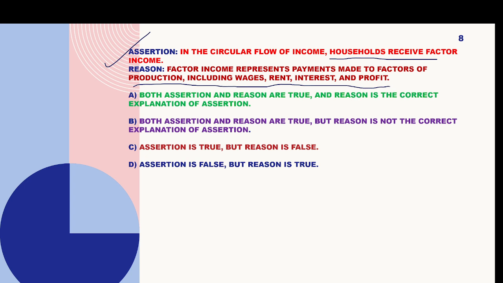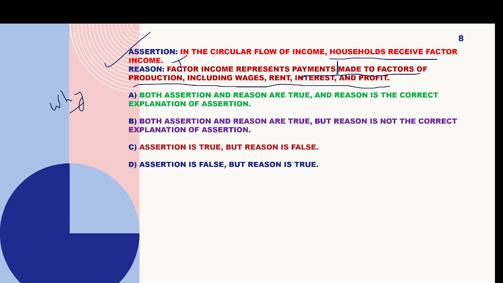The answer is that in the circular flow of income, households receive factor income. This is the correct answer. True. This is true. And now for the reason: why? Household receive factor income because factor income represents the payment made to factors of production.